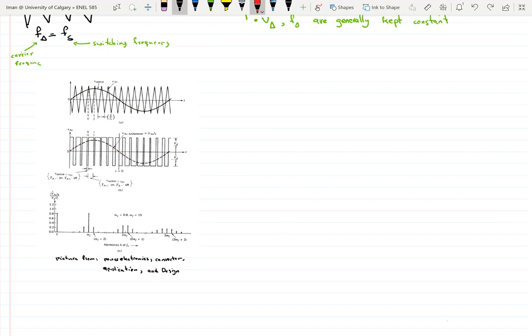Okay, so now how do we actually have control over the magnitude of this voltage? So we know how to control its frequency, right? Its frequency is the same as the frequency of the carrier, but its magnitude, how do we control that part?